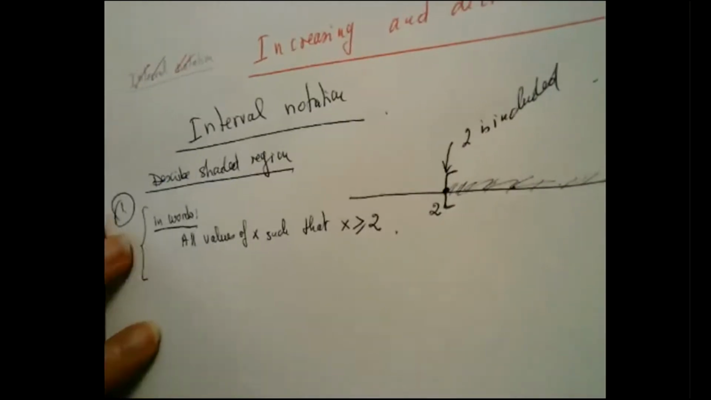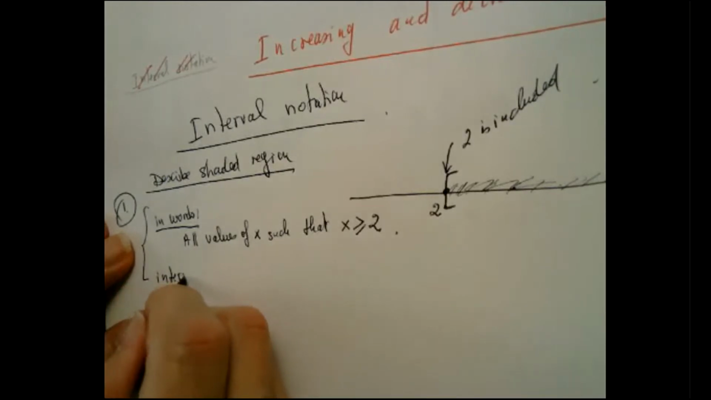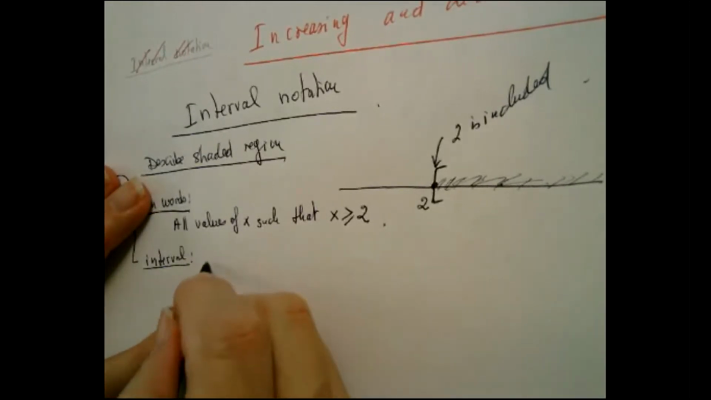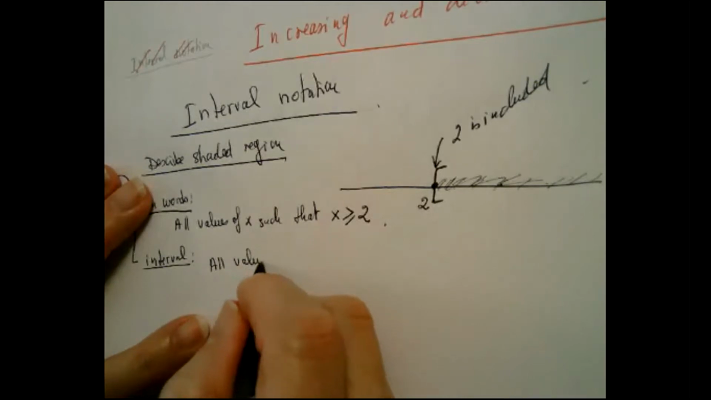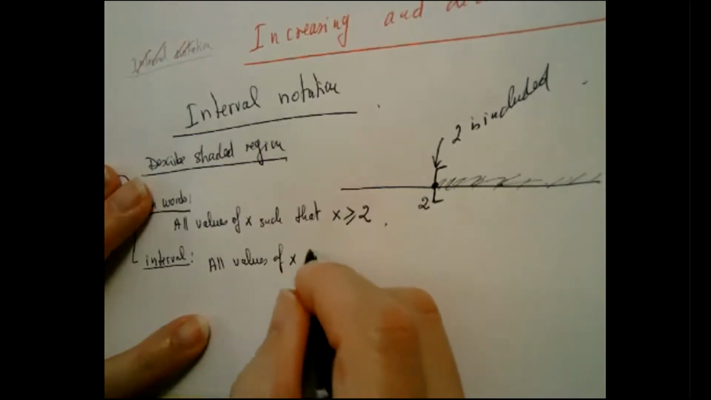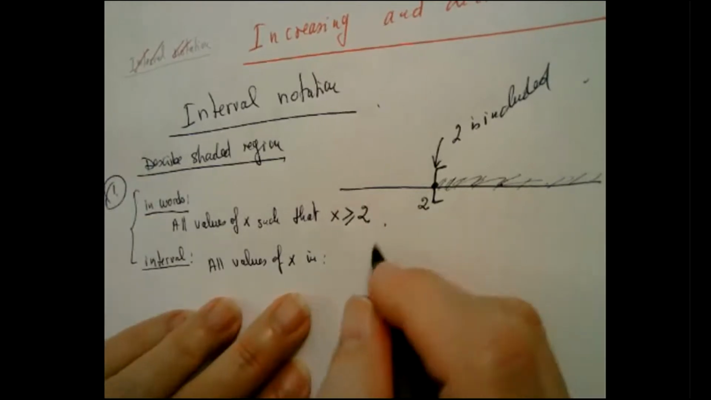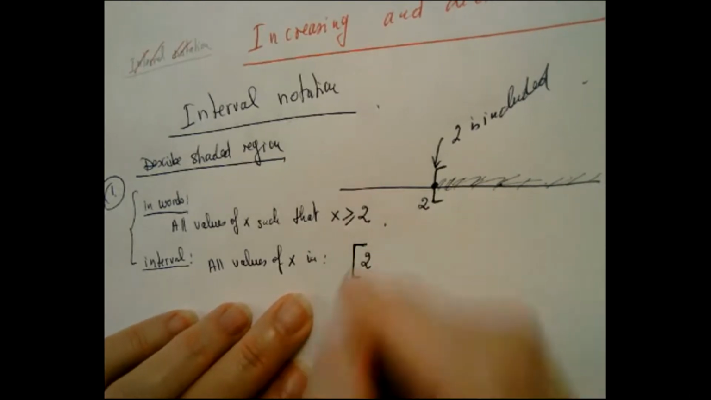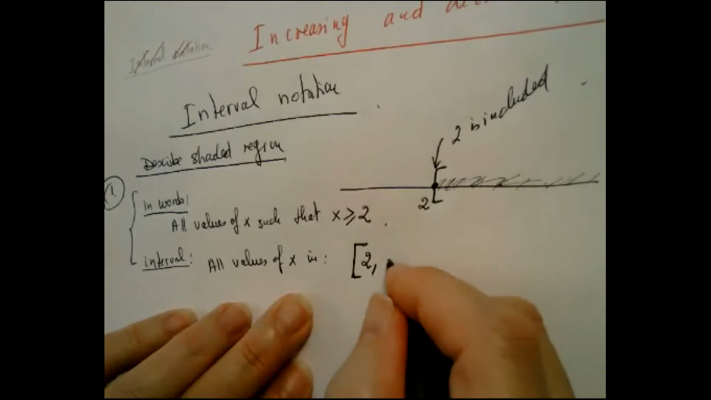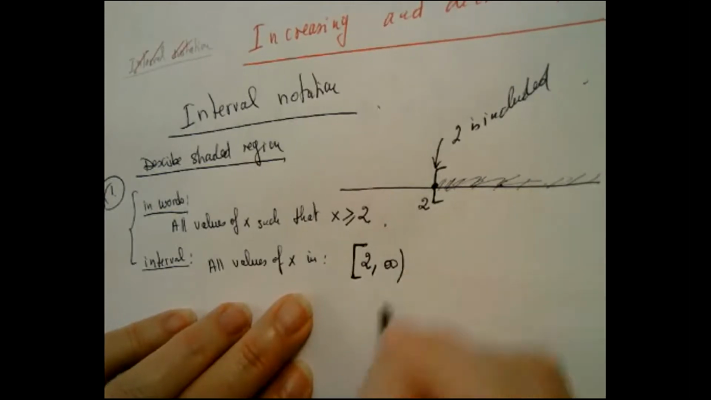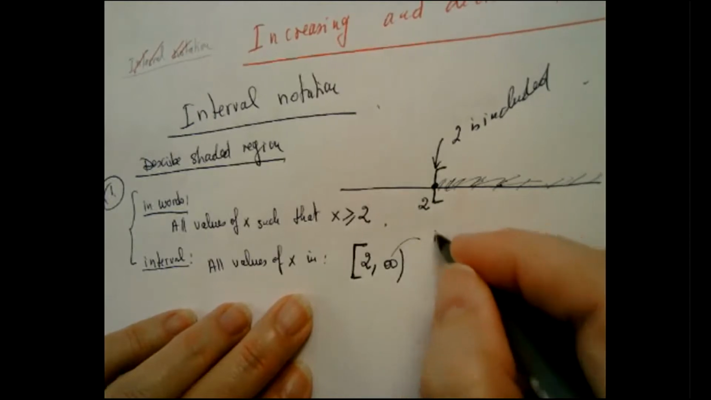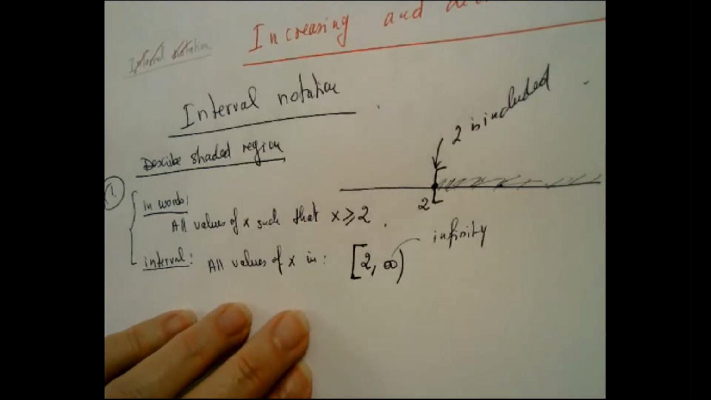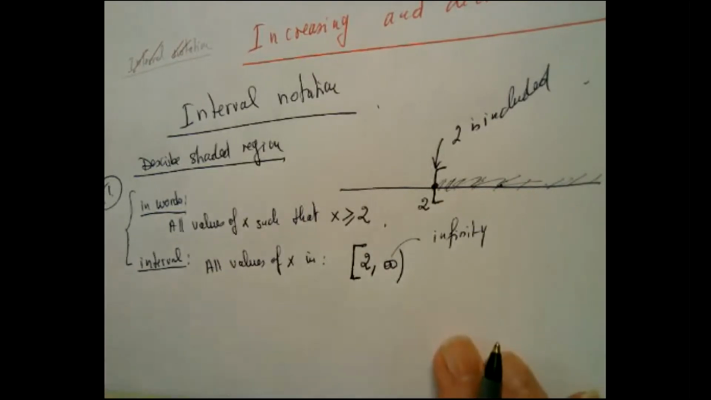Now interval notation. How do we describe the same shaded region using interval notation? We say all values of x in the following interval. We put a closed bracket 2, comma, and as you have probably seen, plus infinity. This is called infinity. It's not a number, it's just an idea. It's a symbol that tells you everything larger than 2. It's a notation that's nice to know.